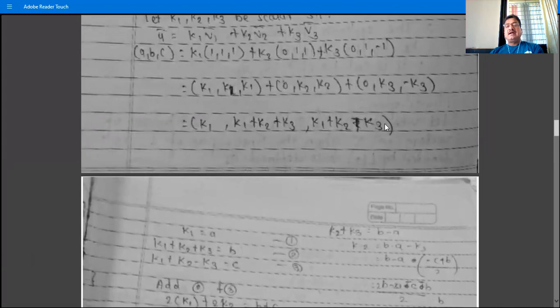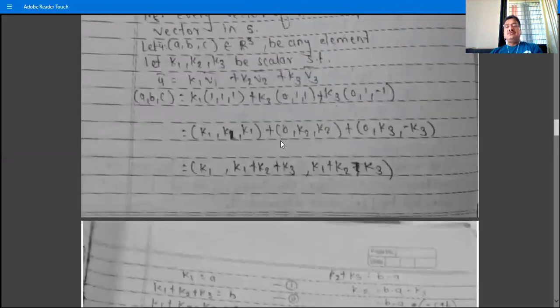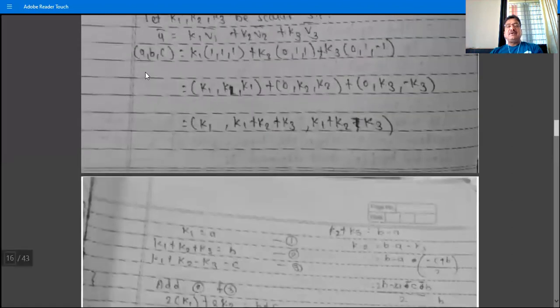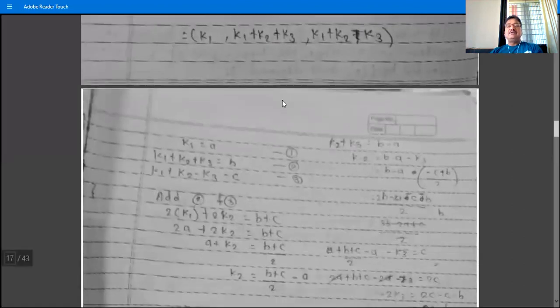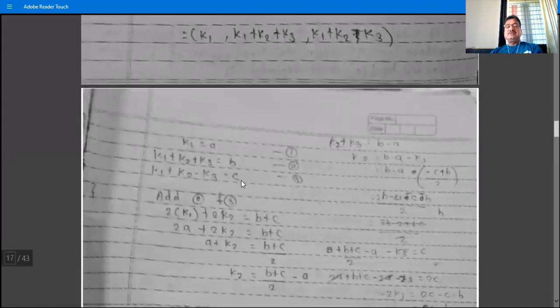We have this. So R3 is a vector space, and R3 is a vector space means there are two operations: addition of two vectors and scalar multiplication. And what are the operations on R3? The usual scalar multiplication and usual addition. So by using those two definitions, we have this, and then compare the LHS and RHS. We have K1 is equal to A, K1 plus K2 plus K3 is equal to B, and K1 plus K2 minus K3 is equal to C.